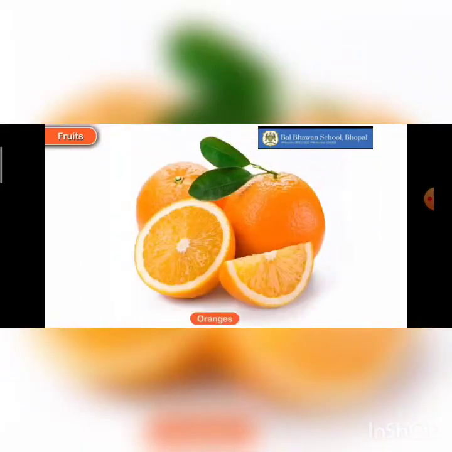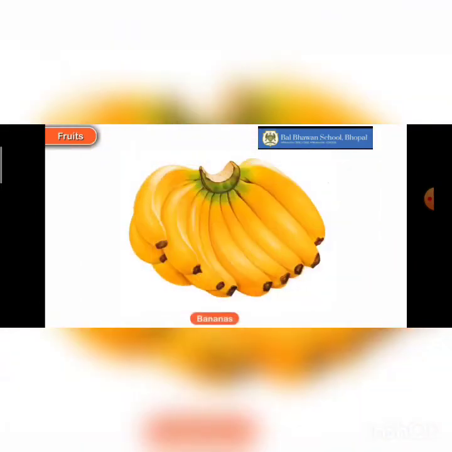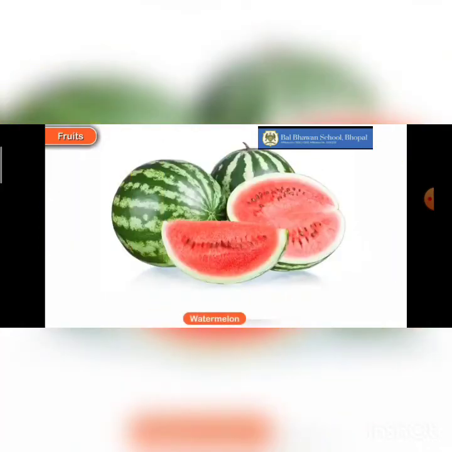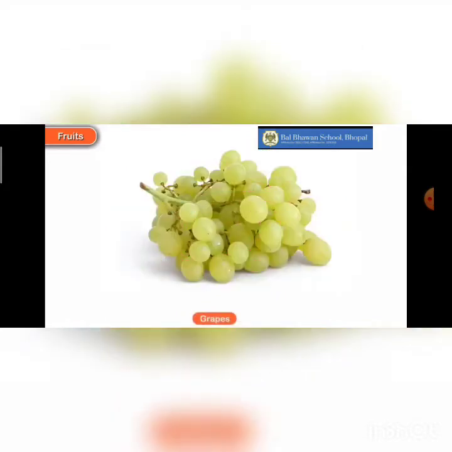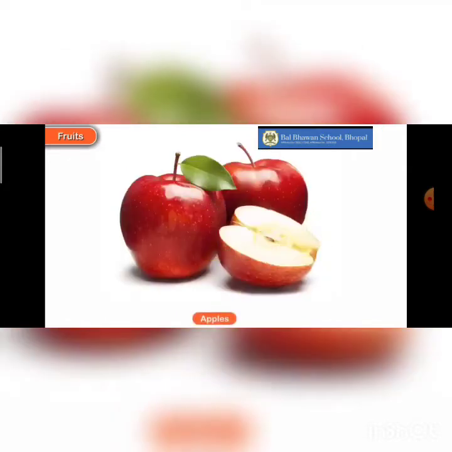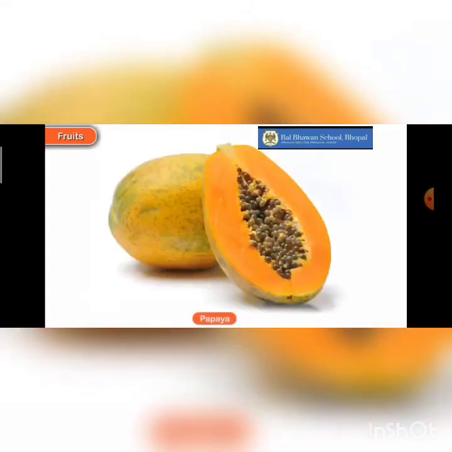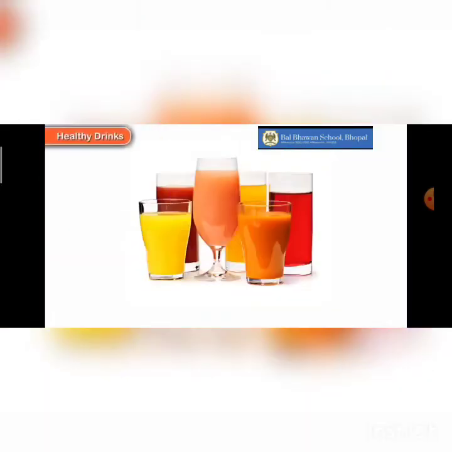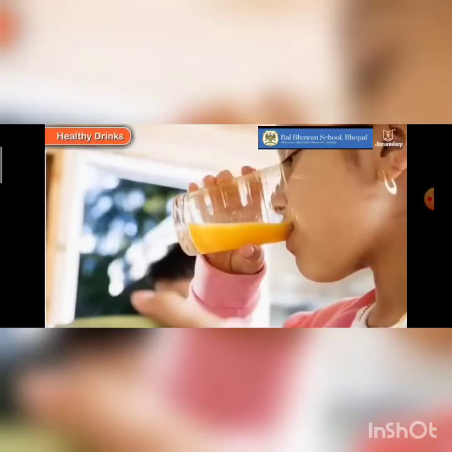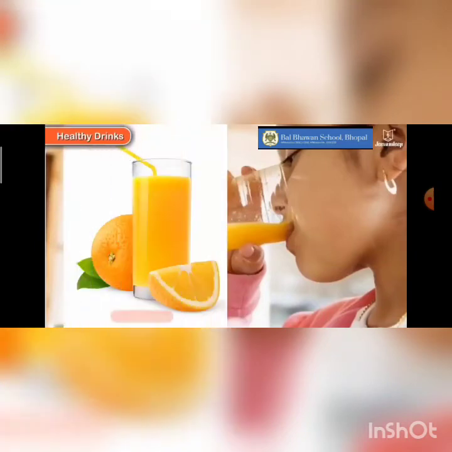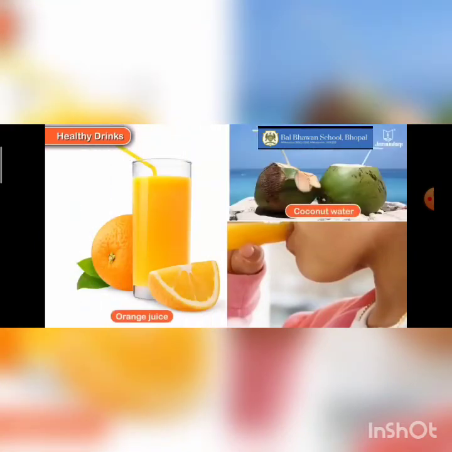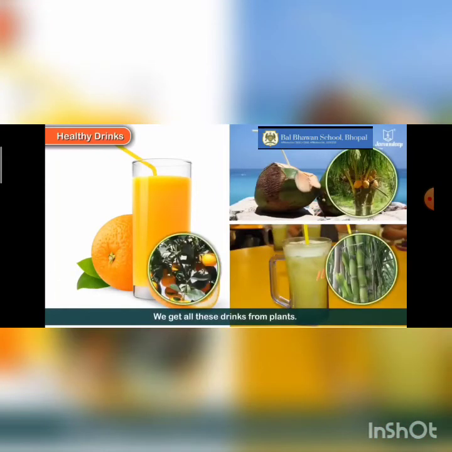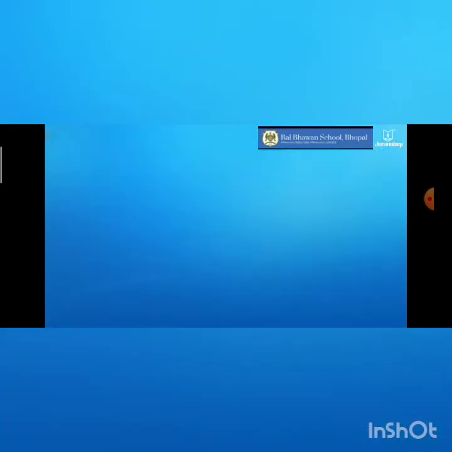We get different fruits from the plants, for example, oranges, bananas, mangoes, watermelon, grapes, apples, papaya, sweet lime, and so on. We get different juices from these fruits which are very healthy for us. For example, orange juice, and coconut water is also very beneficial. And we get sugarcane juice also from the plants.